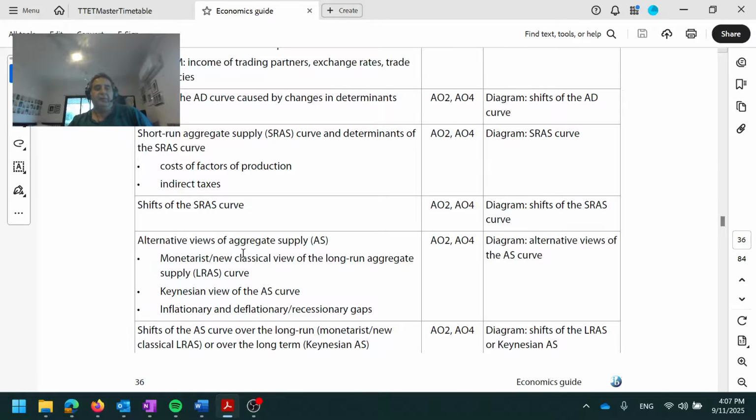The alternative views, remember with the monetarist view, you've got the short run and the long run aggregate supply curve. The Keynesian view, you've also just got a standard aggregate supply curve. You've got that kind of inverted L shape. So at low levels of output, the AS curve is relatively flat. And then as you approach full employment, it starts to go vertical. Think about the output gaps, both inflationary and deflationary.